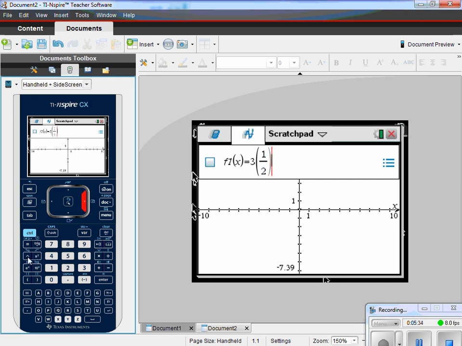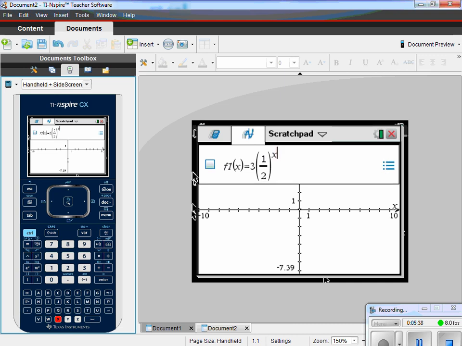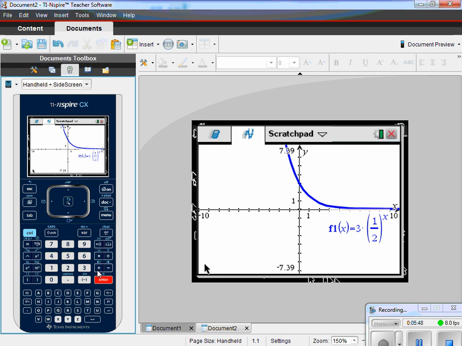And then raised to the power of x. Does anyone need help setting this part up? So pressing enter. There's the graph.